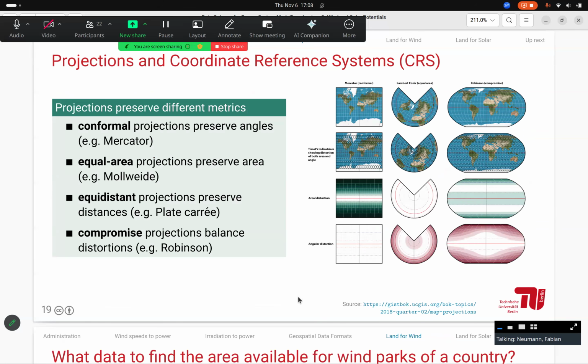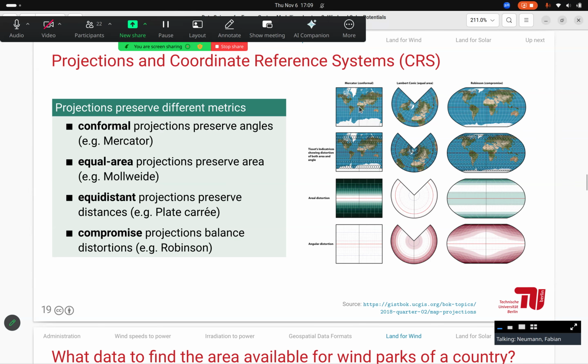You have these different types of projections. They're categorized. You may have heard of the Mercator projection, maybe the Mollweide projections. The others are maybe less known, but they all have these categories of preserving the angles, preserving area, preserving distance, or these compromise projections like the Robinson projection that tries to minimize the distortions.